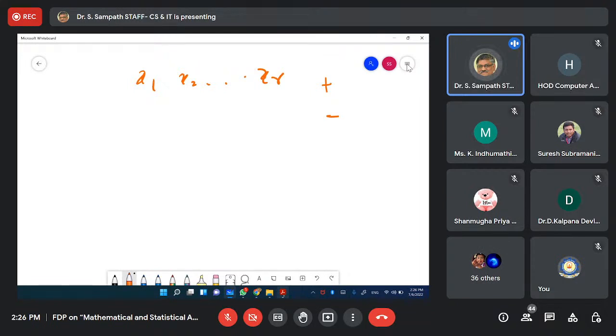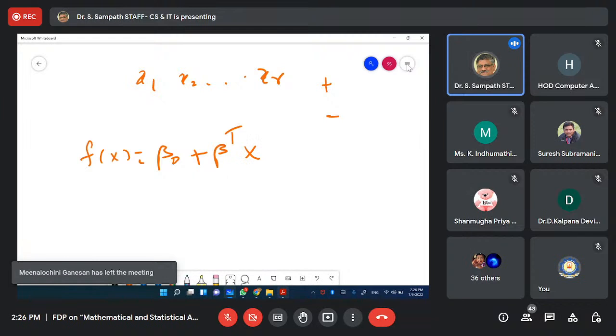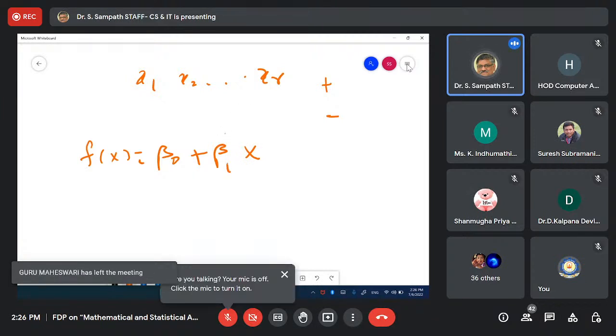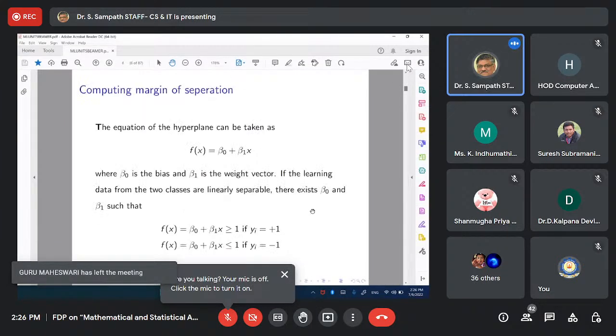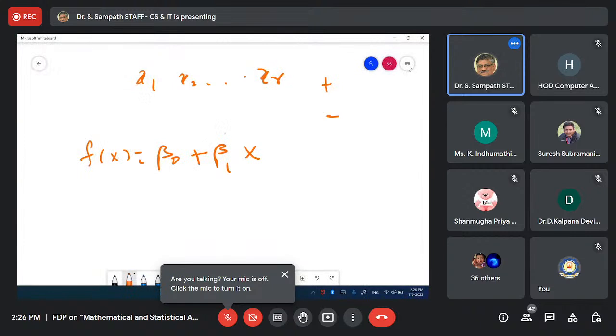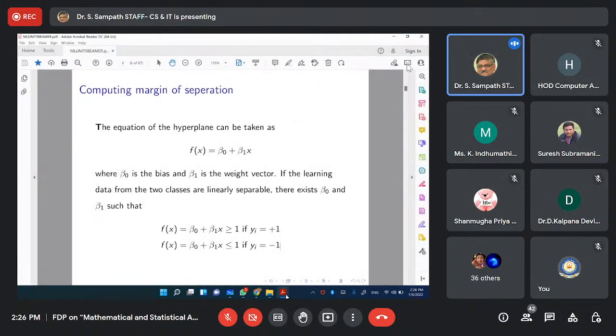So what I am going to do now, I am going to make use of the training data set, and I would like to construct this plane beta naught plus beta transpose X. Or in other words, we can have beta 1 X also, because suddenly there is a shift. Okay, I'll take this as beta 1 X.